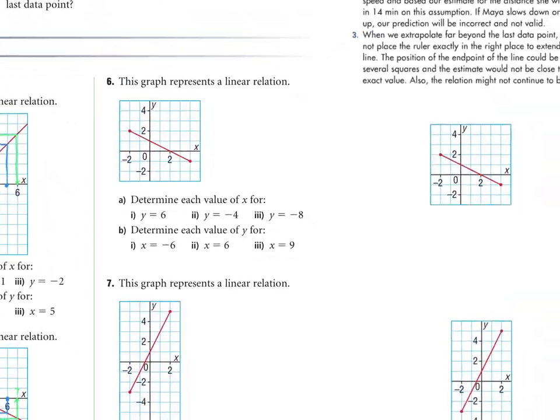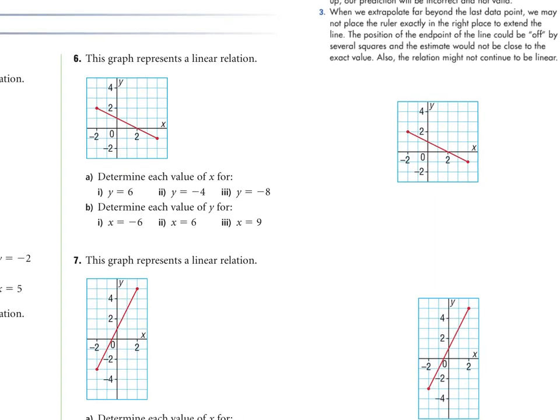So now number 6 is over here. And you notice I have the graph over here again, and you'll see why in a moment. So number 6, this graph represents a linear relation. And we have our graph, and it is joining this point to this point only. It doesn't go beyond. So the A is asking us to determine each value for x when y is 6, negative 4, and 8, and determine each value for y when x is negative 6, positive 6, and 9.